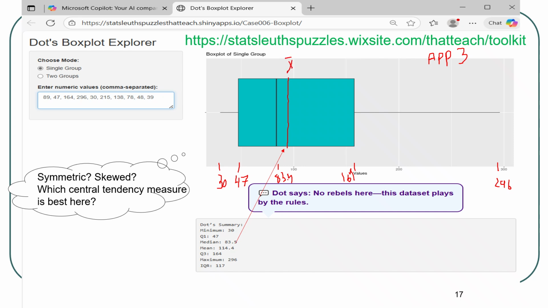And we did discuss before, if the mean is greater than the median, then we have a positive skewed distribution. So to answer this question, is it symmetric or not? Actually, it's not symmetric. It's skewed to the right, which is positive. So positive skewed is right skewed, these are the same. And since it is right skewed, the best central tendency measure should be the median.